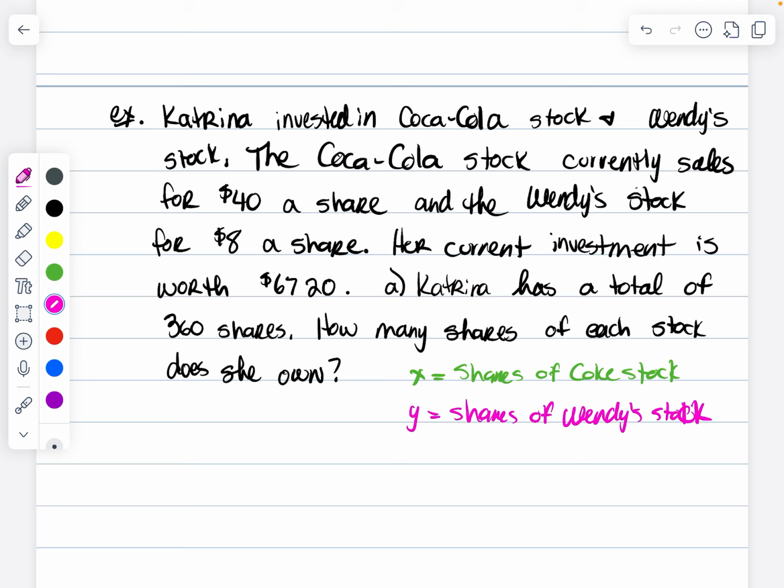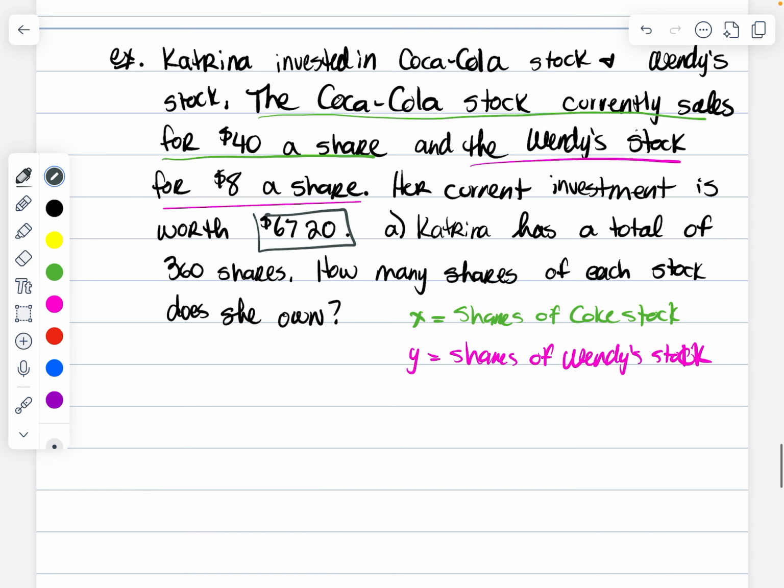So that when we reread this problem, we're reading it in terms of these variables in mind. All right, so this second sentence is talking about how much the Coca-Cola stocks sell for each share, right? And then the Wendy's, that also is mentioned here, where the Wendy's stock is $8 a share. We know how much the investment is. So with all that information, we can actually write our very first equation.